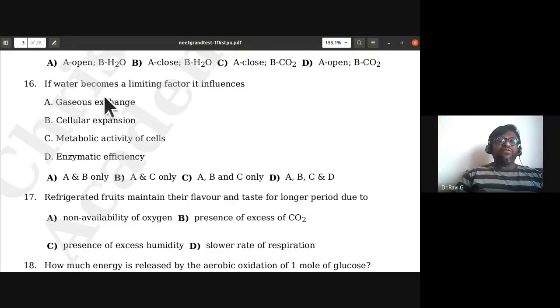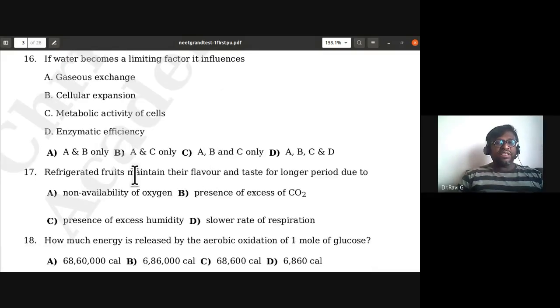The 16th one: if water becomes a limiting factor, it influences gaseous exchange, cellular expansion, metabolic activity of cells, enzymatic efficiency. What are all the factors that it is going to influence? D is the answer: A, B, C, and D. So for the 16th one, D is the answer.